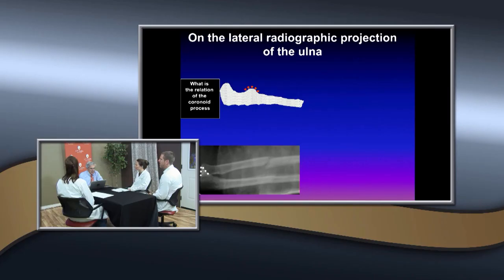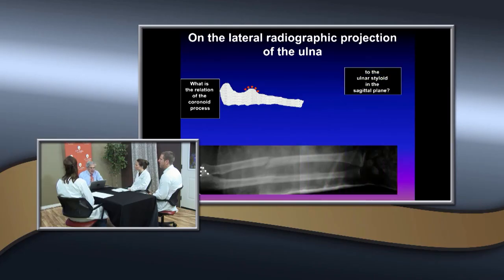Ulnar styloid? Ulnar styloid, that's right. Relationship to the ulnar styloid in the sagittal plane, again, that's 180 degrees. And you really don't see that. I mean, you really don't look at that very often. You really, really more focus on the radius.